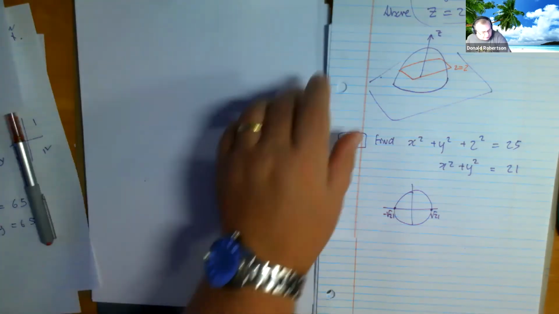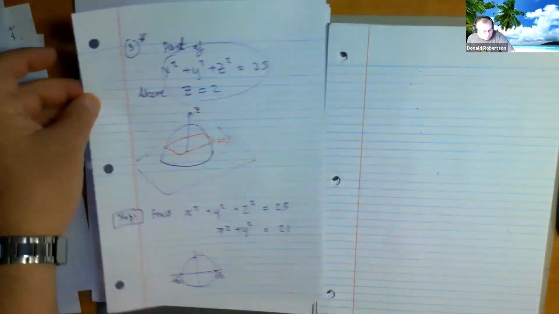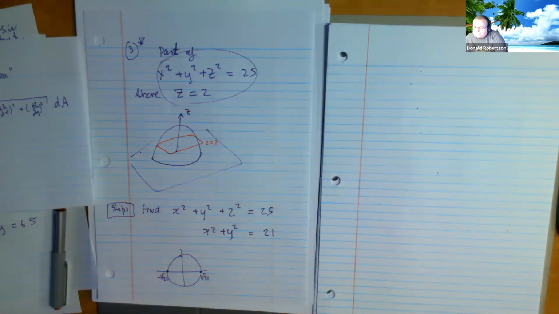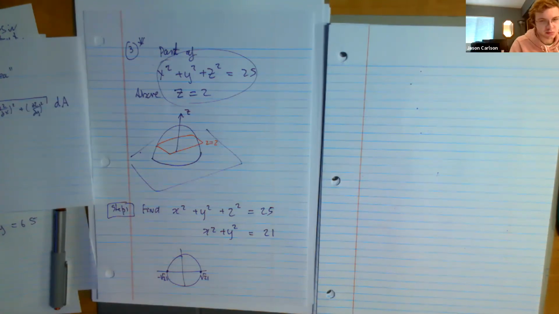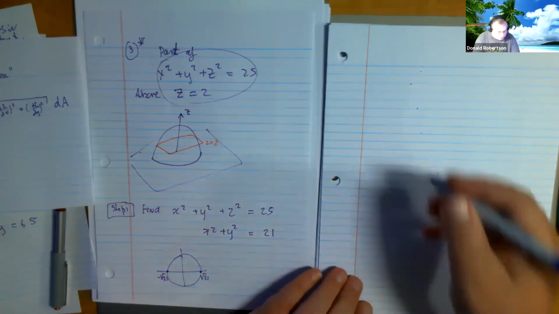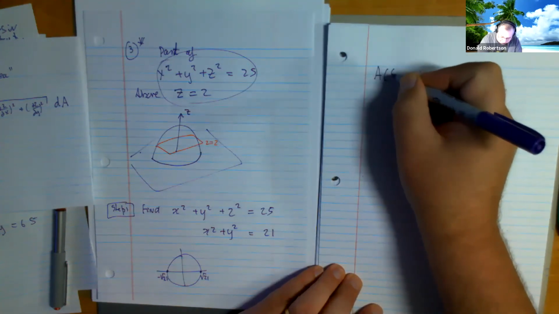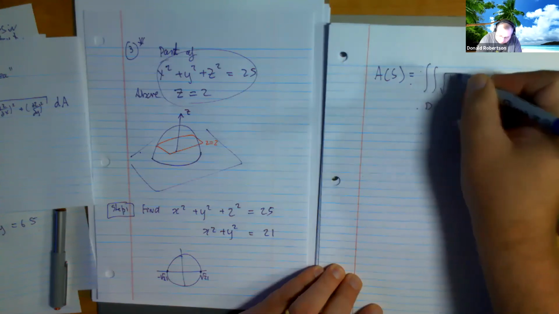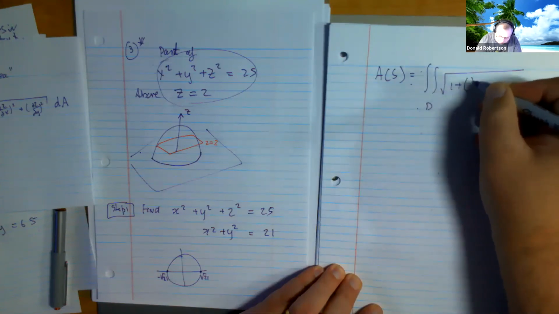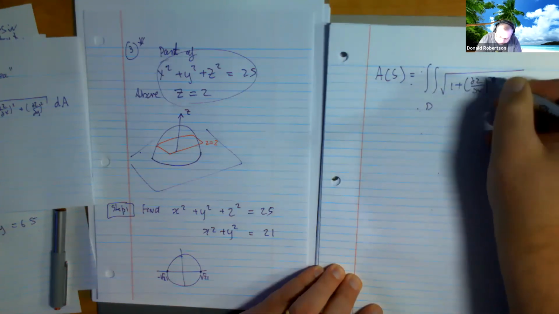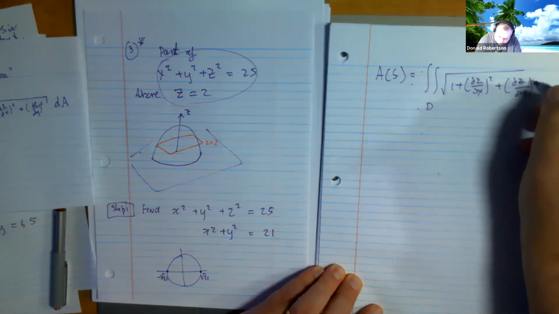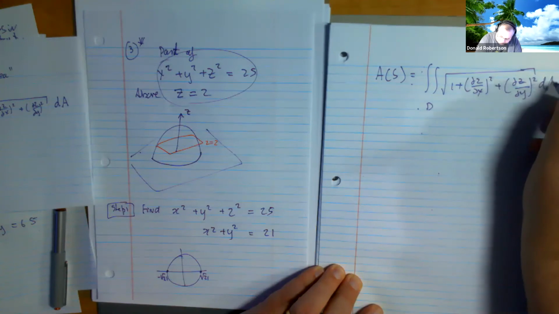Am I going to do this question in XY, or do you think I'm maybe going to go polar on this one? Definitely polar, right? So the area of the surface is going to be the double integral of this guy, and I'm just writing this formula down as many times as I can so that it might stick in our brain.